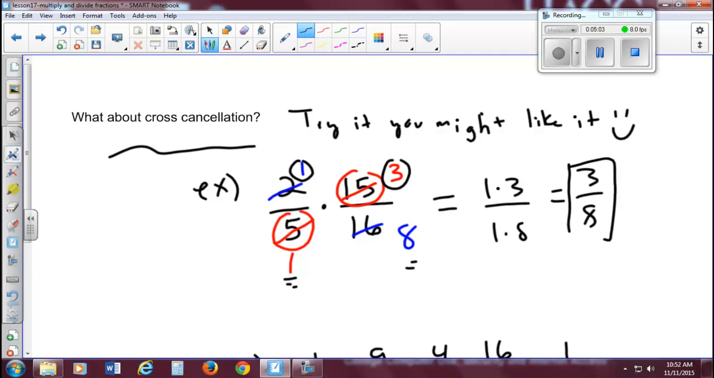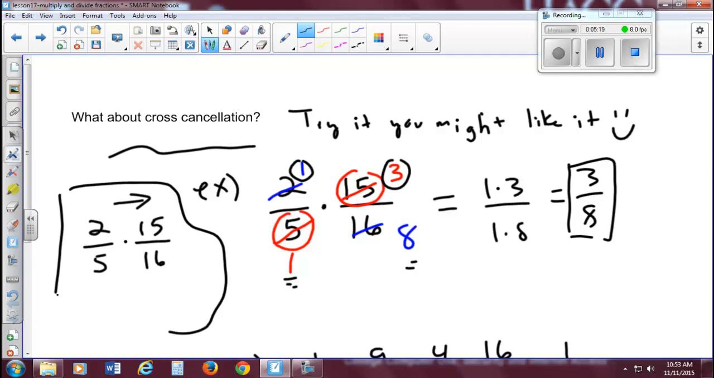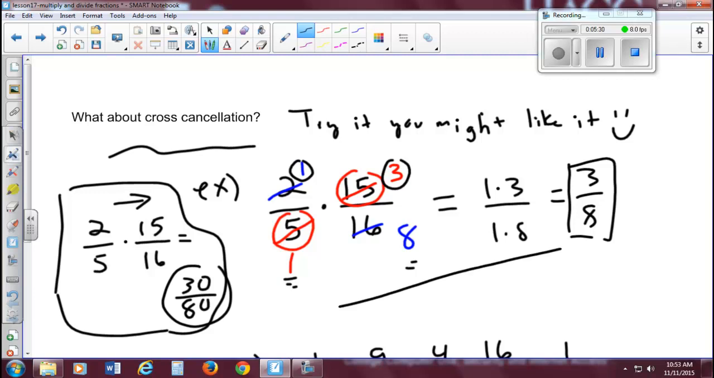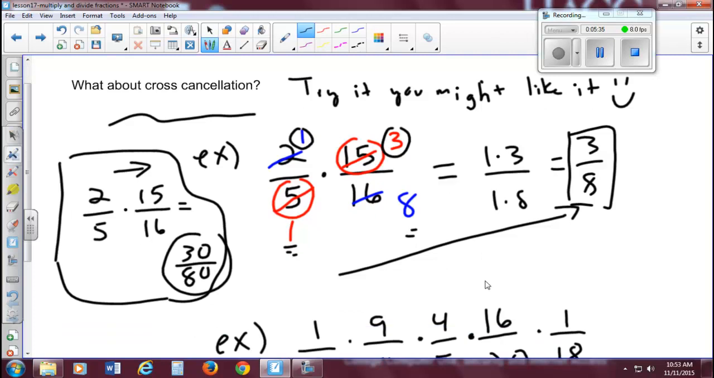Now, stylistically, the thing about cross-cancellation is people get lost in the land of their own handwriting. So maybe you're a person that would rather just travel straight across and reduce it at the end. Bear in mind, little note to self, you don't have to cross-cancel. If I would have traveled straight across, 2 times 15 would have been 30, and 5 times 16 would have been 80, and 30 out of 80 is easy to reduce back down to 3/8. So cross-cancellation isn't always necessary.